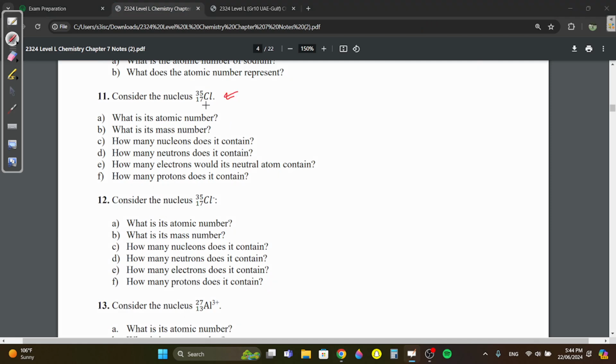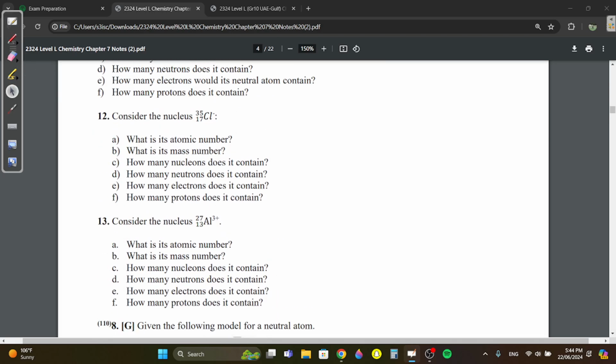Consider the nucleus of chlorine. What is its atomic number? 17. What is its mass number? 35. Yeah. Okay, how many nucleons does it contain? Same as the mass number, always. How many neutrons does it contain? 35 minus 17, 18. How many electrons would its neutral atom contain? Obviously 17. How many protons does it contain? 17. Okay, questions like these we always like to see.